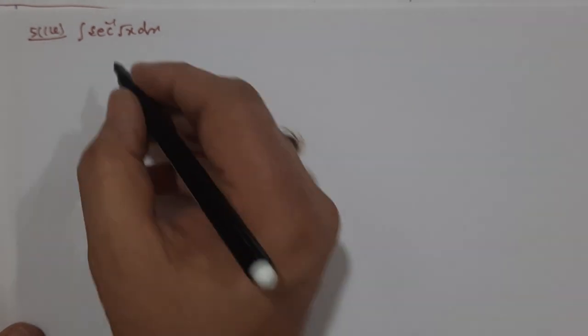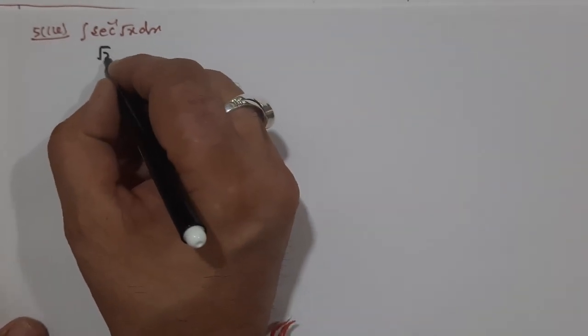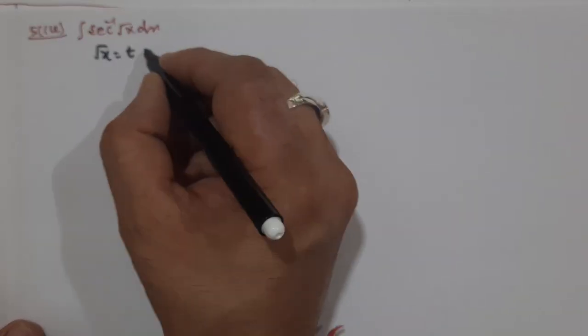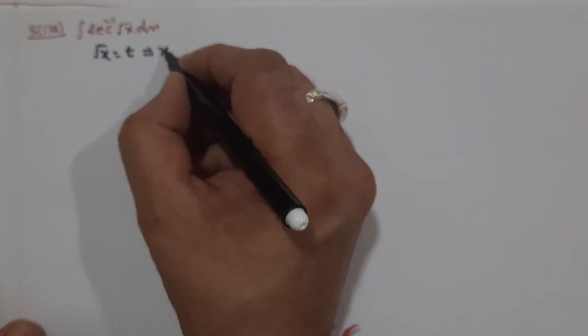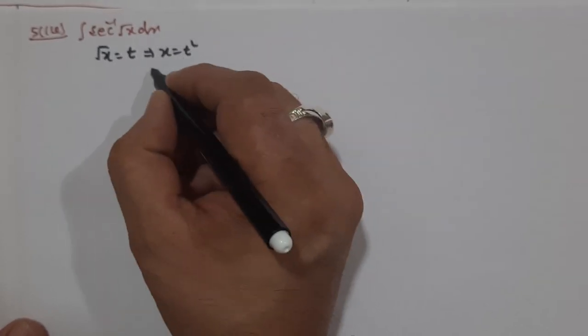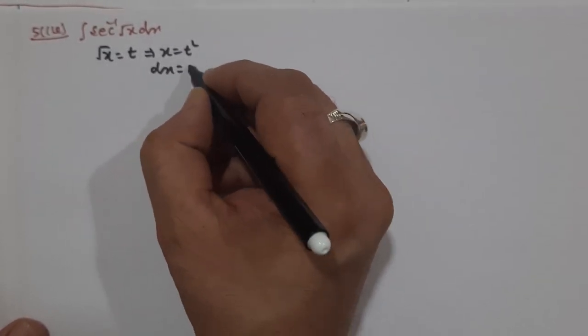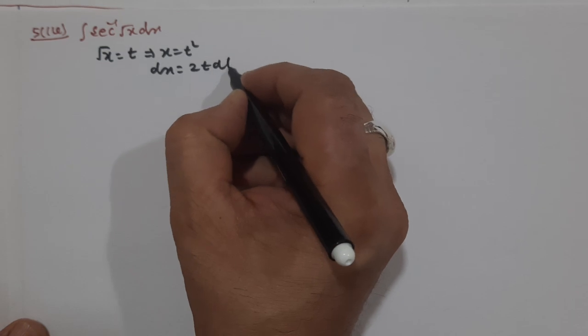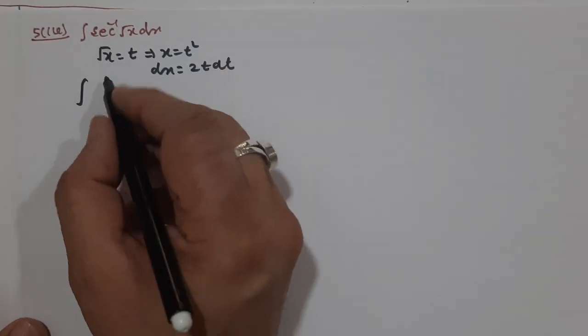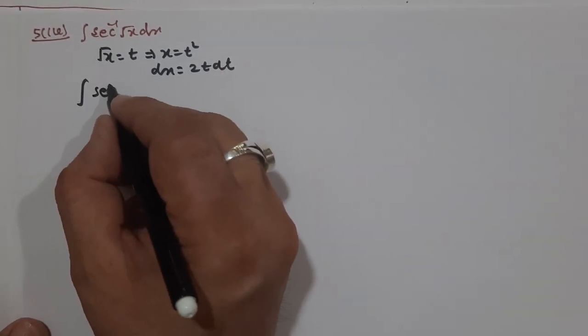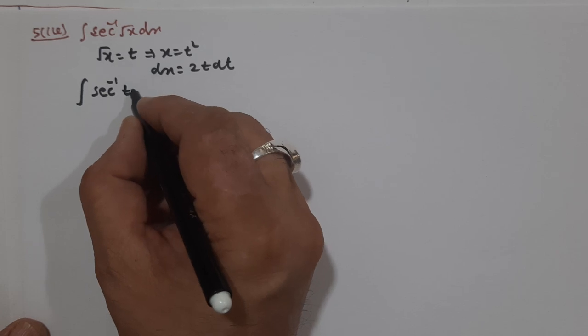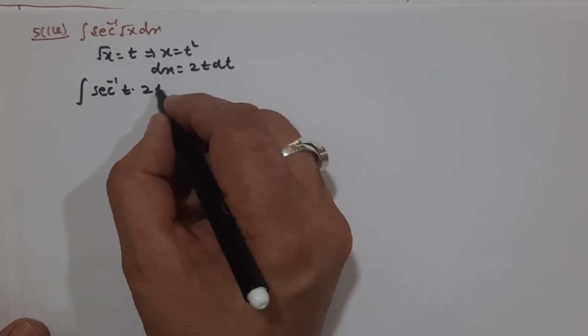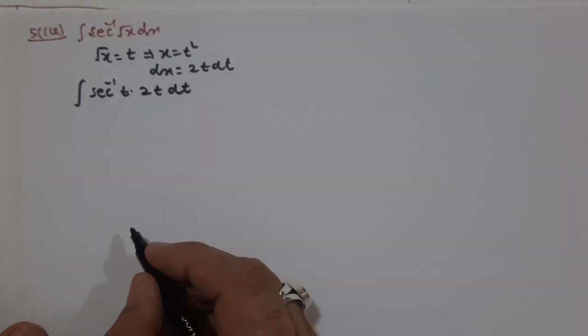The next question is secant inverse root x dx. Now students, moving in the same way, here also we put root x equal to t. It implies x equal to t square and dx equal to 2t dt. So the question becomes secant inverse t, and in place of dx is 2t dt, like this.